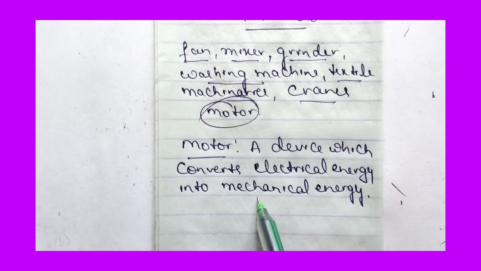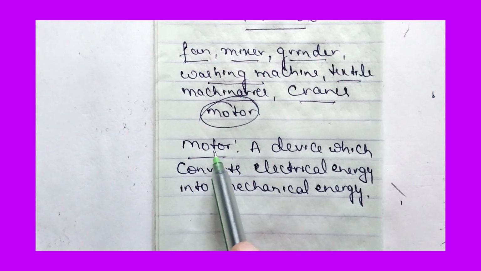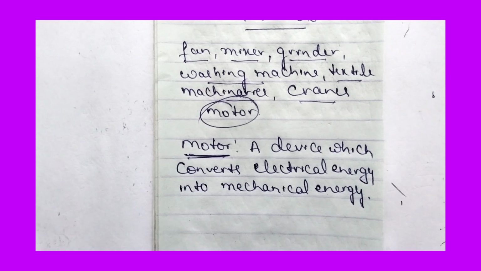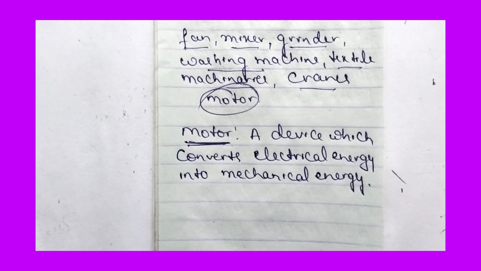Kinetic energy is a type of mechanical energy. We are providing electrical energy. Using that electrical energy, the fan starts to rotate. That rotating fan has kinetic energy, and kinetic energy is mechanical energy. That means the electrical energy is converted into mechanical energy. So a motor is a device which converts electrical energy into mechanical energy.